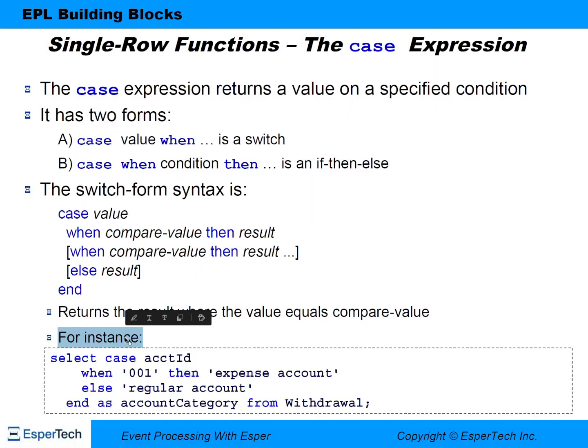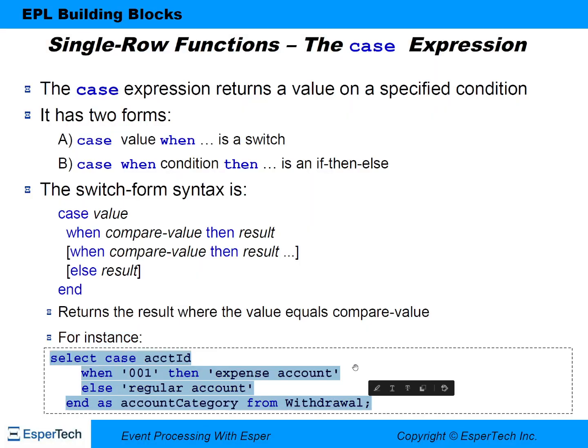For instance, this EPL returns the text expense account for account ID 001 and returns the text regular account for all other account IDs. Select case account ID. When '001' then 'expense account'. Else 'regular account'. End as account category from withdrawal.